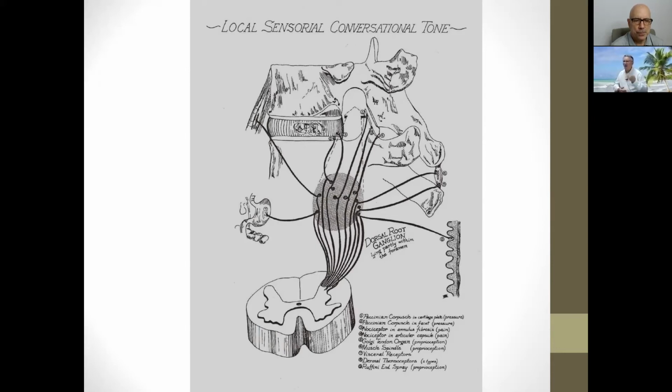And we have all these receptors in the intervertebral motion segment, in the disc, in the meninges, in the posterior joints. We have receptors in viscera. We have cutaneous receptors. All of this data is going into the dorsal root ganglion, and ultimately the dorsal horn. And wow, it's very important, obviously, to the nervous system to have good information about what's happening. So I love that term, conversational tone.